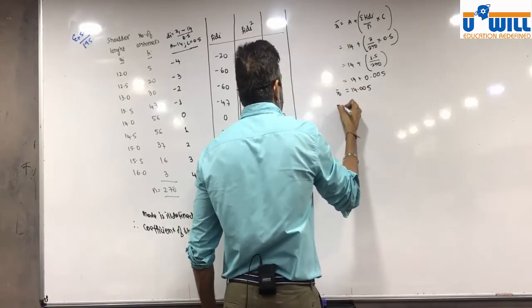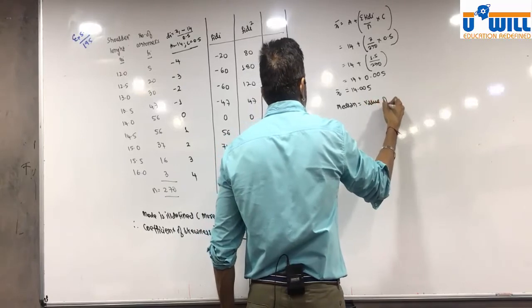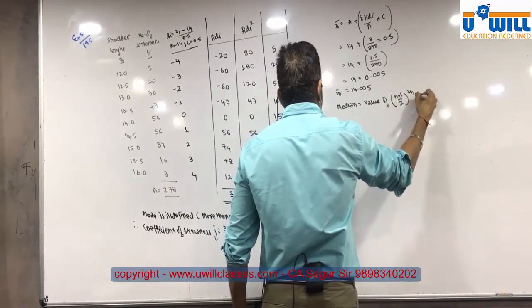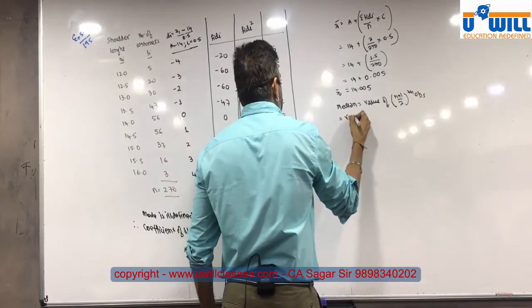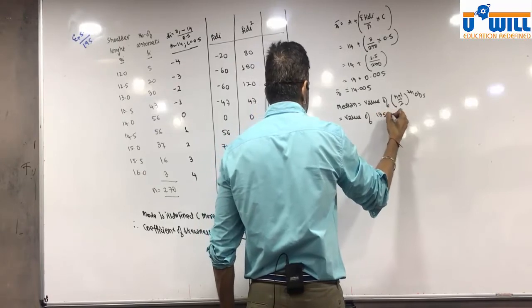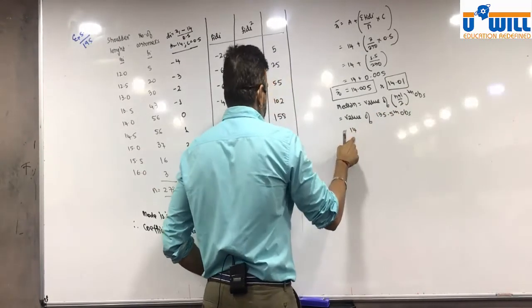Now median is equal to value of n plus 1 upon 2th observation, is equal to value of 271 by 2, so 135.5th observation, which is equal to 14.